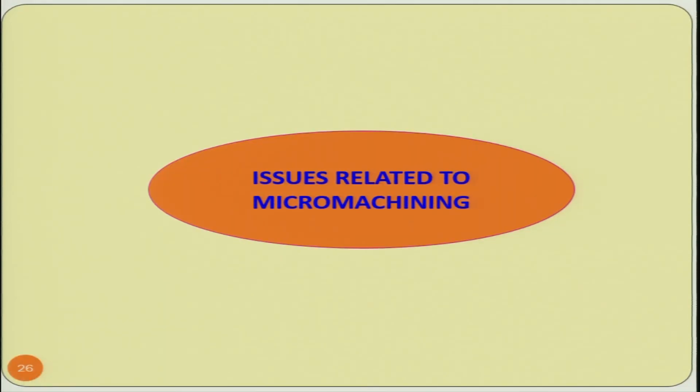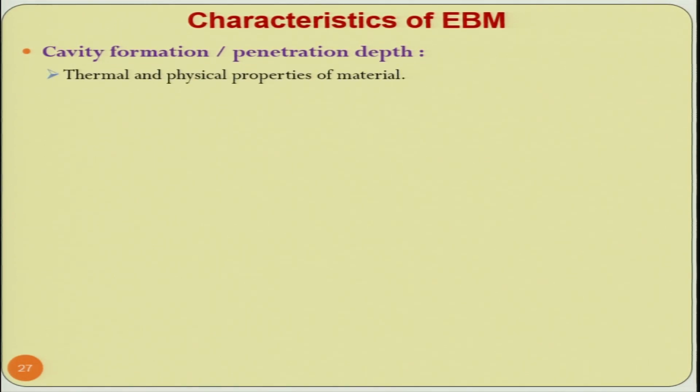Now, there are the issues relating to micro machining. Now, let us discuss some issues related to electron beam micromachining. Now, characteristics of electron beam machining or electron beam micromachining: cavity formation or penetration depth. It is decided by the thermal and physical properties of material, because thermal and physical properties of the workpiece material are going to decide how much material is being removed by the given energy from the electrons, and they will decide the depth up to which the cavity is being formed.